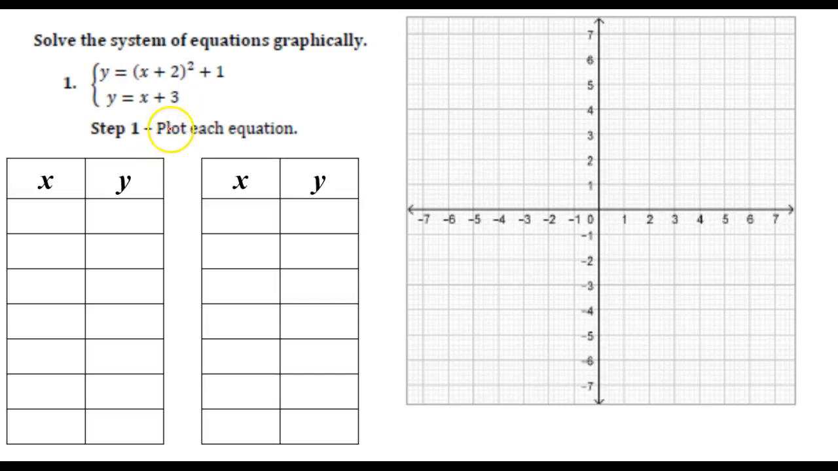Hello and welcome back to part 2 of 22.5, solving nonlinear systems of equations. Here it's asking us to solve a system of equations graphically using these two equations. So what we're going to do is use Desmos.com to figure out what our values would be for our table. Let's go ahead and I'm going to exit out of the PowerPoint.